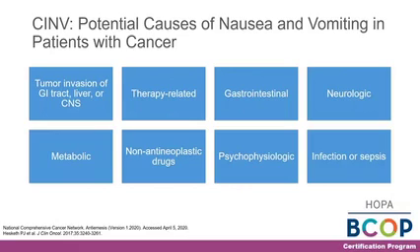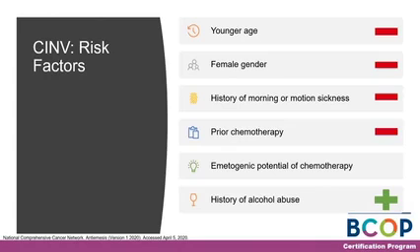antibiotics can also cause nausea and vomiting in this patient population. Infection and sepsis can be a cause as well, in addition to other psychophysiologic conditions, such as the pretreatment expectations of nausea and vomiting, which can escalate anxiety during chemotherapy.